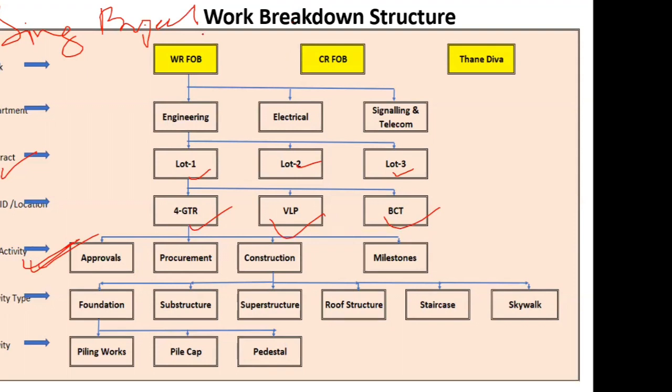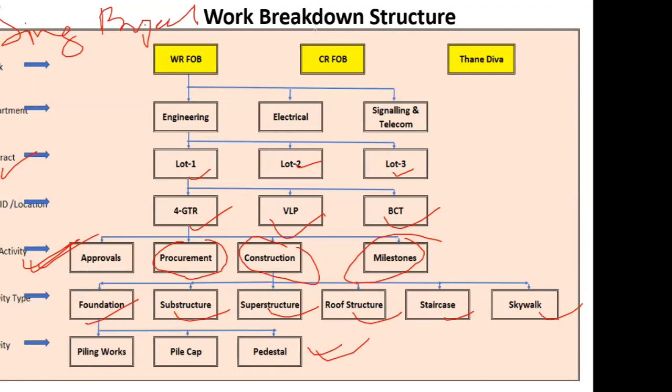Please mute yourself. Then based on the EPS activity label: approval, procurement, construction, milestones. There could be something more based on the scope, whatever you have in your project. Then finally comes the activity type: foundation, substructure, superstructure, roof structure, staircase, skybox. And finally, at the end, you'll have your detailed activity at the last level. So this is how the WBS has been divided.